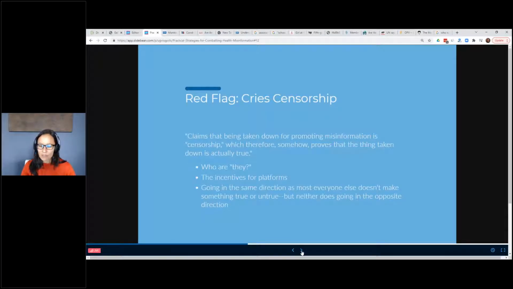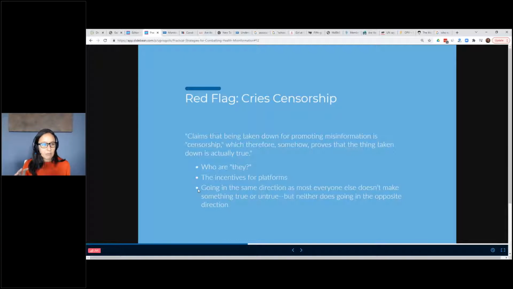Okay, another one is crying censorship. So claims that being taken down for promoting misinformation is censorship, which therefore somehow proves that the thing being taken down is actually true. Okay, so that's another logical fallacy, right? So these articles might say, the big tech, these big platforms, they are taking us down because they are trying to censor us. The incentives for social media platforms are typically not in the direction of taking content down. They like to leave content up as much as possible. So it doesn't make a ton of sense.